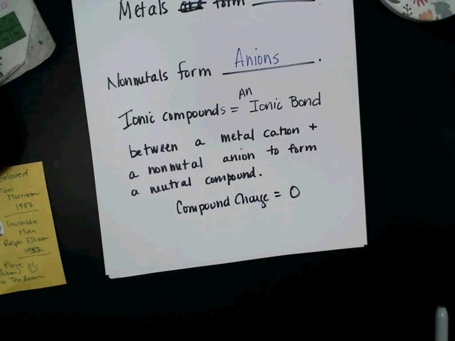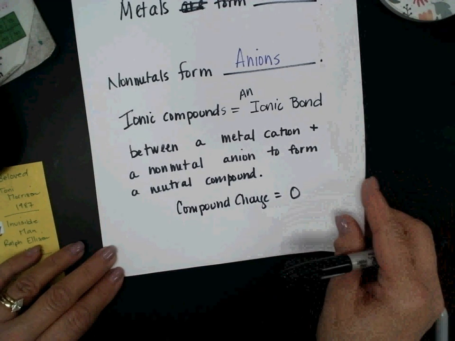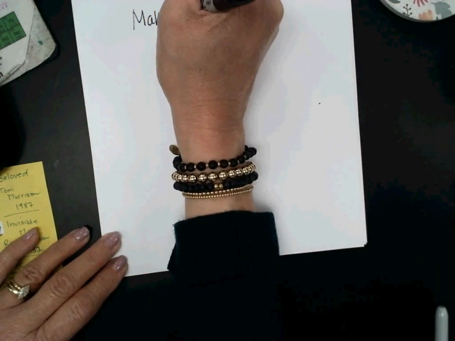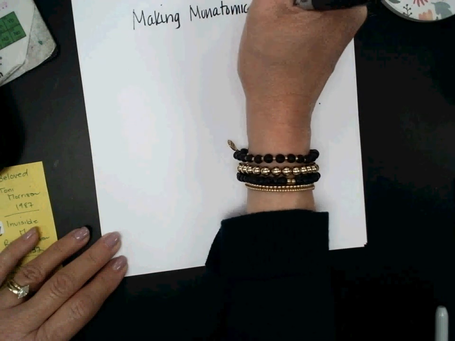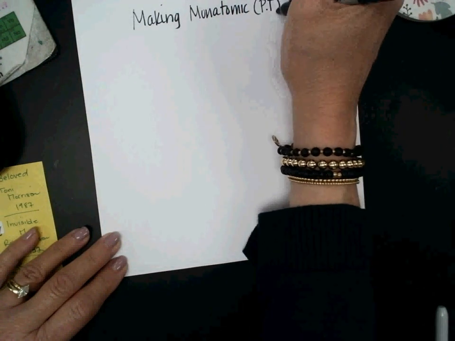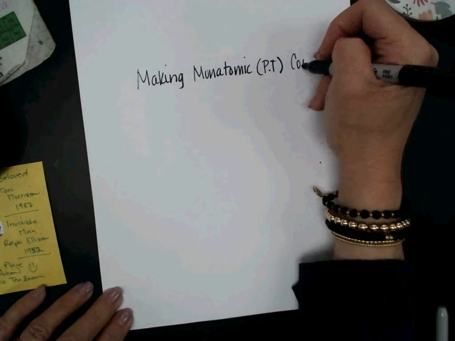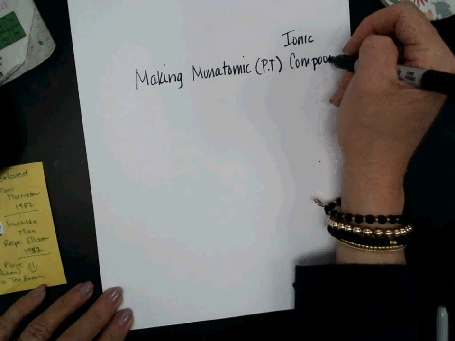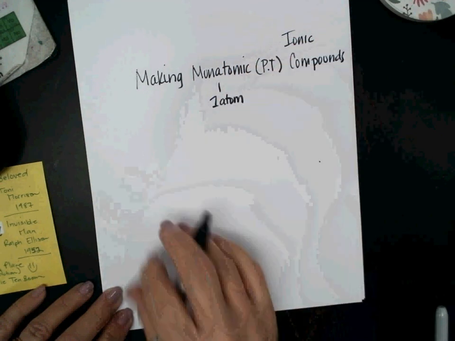And there are just a few rules we have to follow when we make these compounds. We're going to start with the easiest ones first. Making monatomic compounds, when you see that, think PT. Yep, thank you. Making monatomic compounds, or I should say ionic compounds. When you see monatomic, that means one atom. Those are the ones we go to the periodic table for.